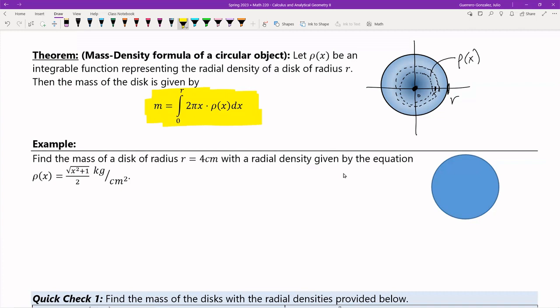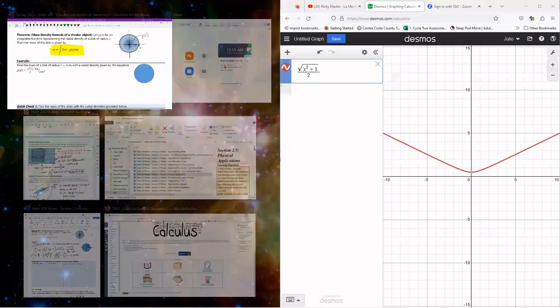So let's say we have a disk that has a radius of 4 centimeters and a radial density given by this equation right here, and we want to find the mass of this disk. First of all, I'm going to graph that: x squared plus 1, divided by 2. Let me bring this down a little bit. Let's do a split screen.